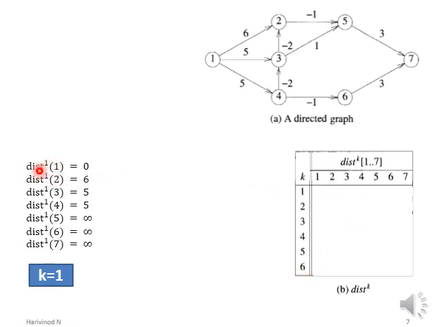So initially the distances from 1 to all the other nodes are written here. It is nothing but the direct edges. From 1 to 1, of course it is 0. For 2, 3, 4, the values are 6, 5 and 5. For 1 to 5, 1 to 6, 1 to 7, there are no direct edges. That is why it is infinity. So these values are noted in the table: 0, 6, 5, 5, infinity, infinity, infinity. Let us move on to the second iteration with k equal to 2.